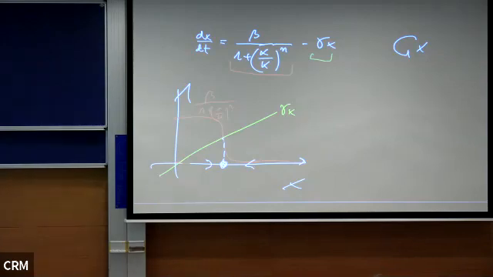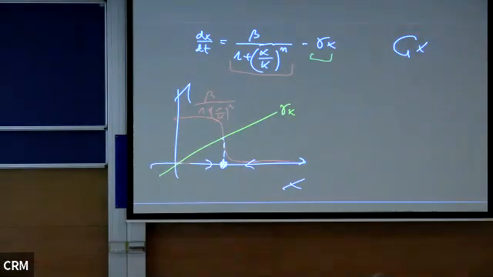I'm going to continue. What I was saying is that on these hands here you have production winning over degradation and vice versa. So this is a stable fixed point.